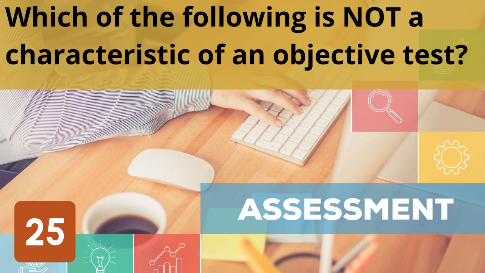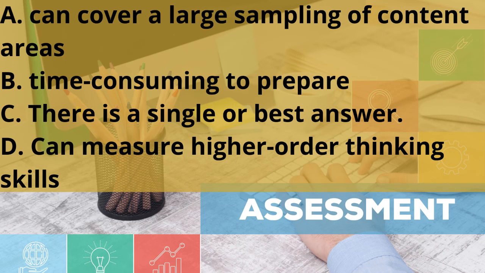Finally, in our last number 25, which of the following is not a characteristic of an objective test? A. Can cover a large sampling of content areas. B. Time-consuming to prepare. C. There is a single or best answer. D. Can measure higher-order thinking skills.